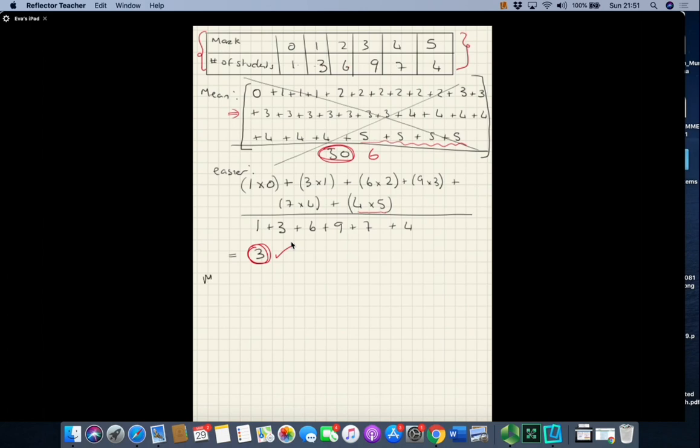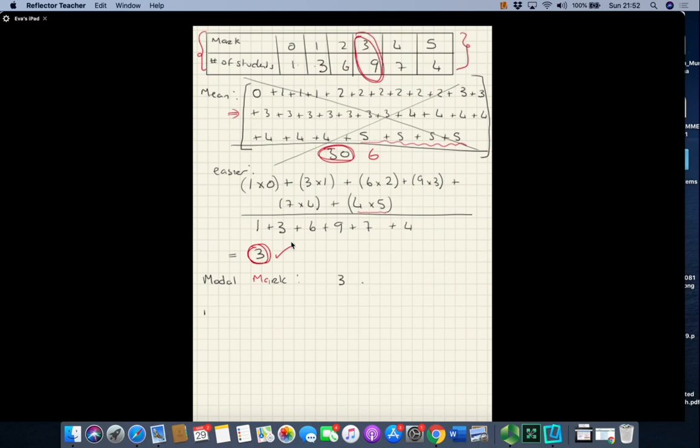My mode, often called a modal interval or a modal group. We call it a modal group. Well, that is this one here. Can you see 9 students got a mark of 3? So my modal mark, let's call it that, is also 3.